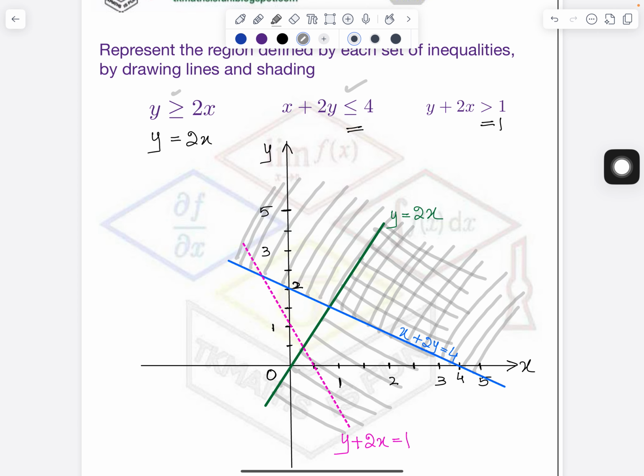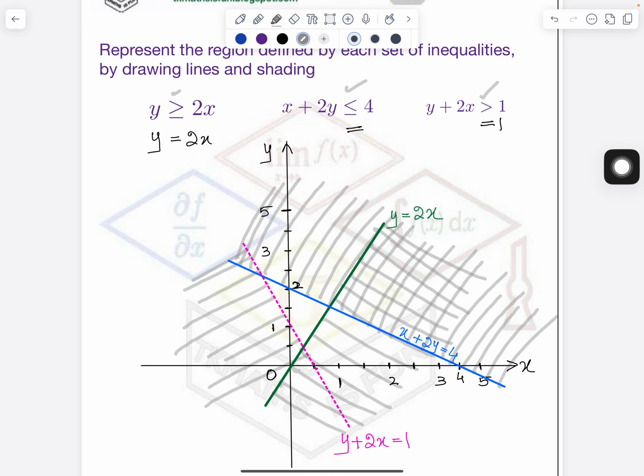Then the last one, which is represented by pink, y plus 2x equals to 1. Now what I want is the region which is above the pink line. So I will shade the region which is below the pink line.